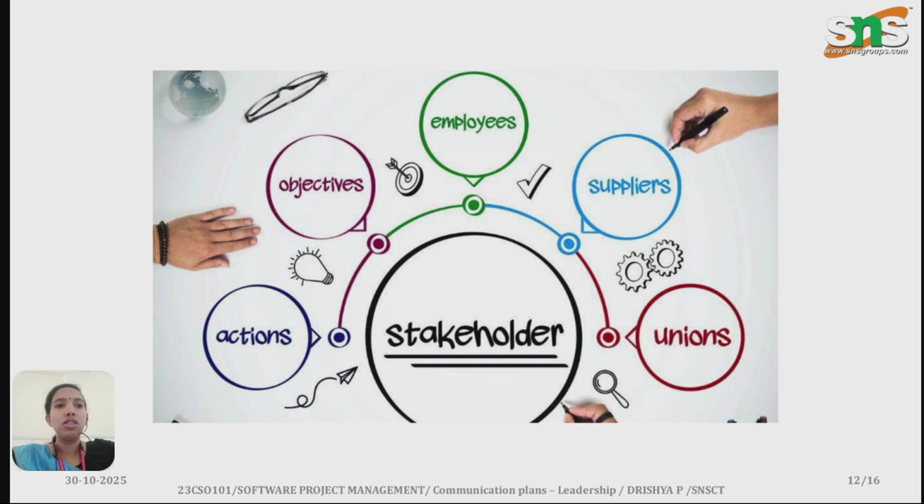So stakeholders are the leader, actions, objective, employees, suppliers, unions. These are collectively known as stakeholders. Action is what actions are done by a person, depending on the project. Then objective: when we start a project, first of all we have to create an objective for how to do the project. Then who are the project workers?